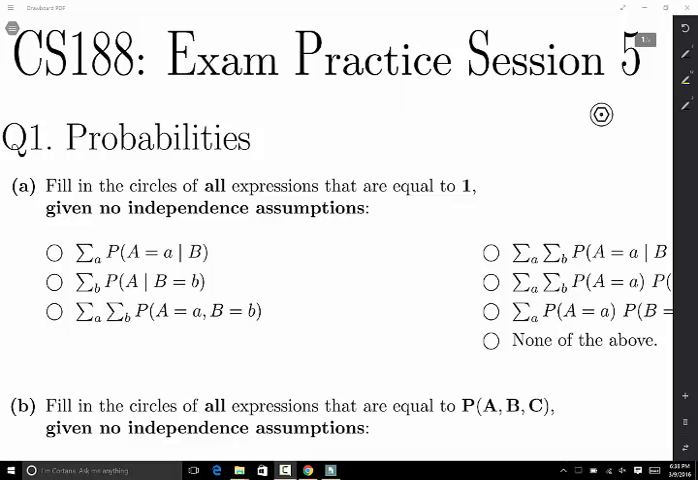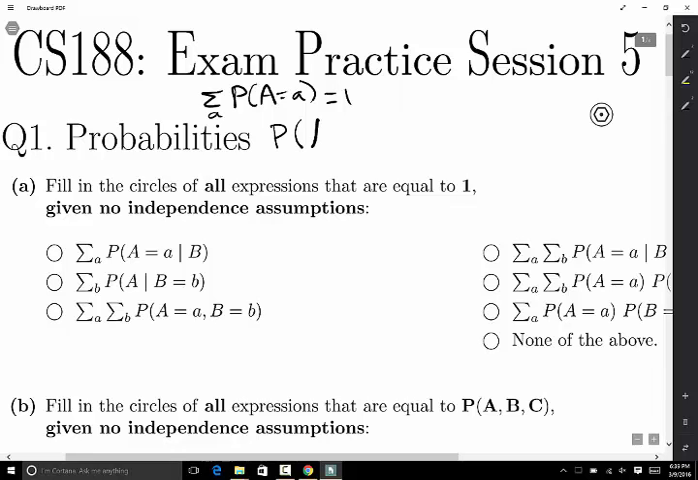order to find equalities. So just to go over, the most important rules that you'll use in this problem are the law of total probability, so that's the sum over A of the probability of your variable equals all of its options is equal to 1. Bayes' rule, which is that the probability of A given B is equal to the probability of A and B divided by the probability of B.